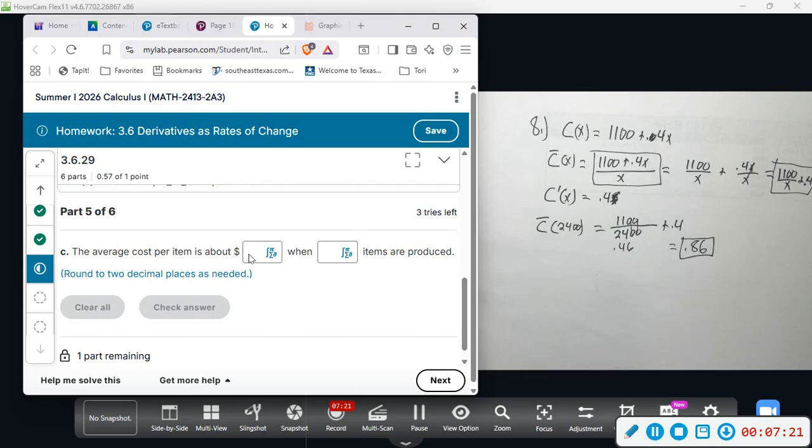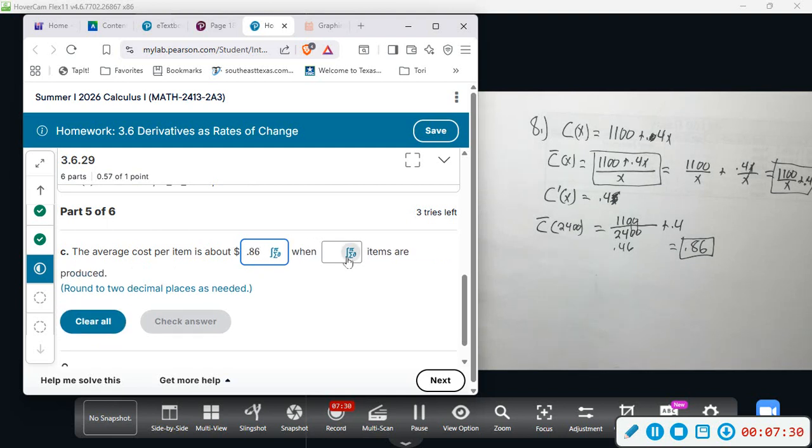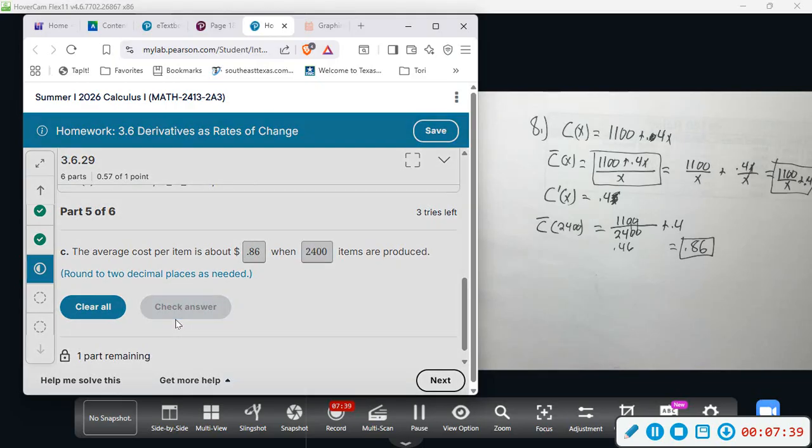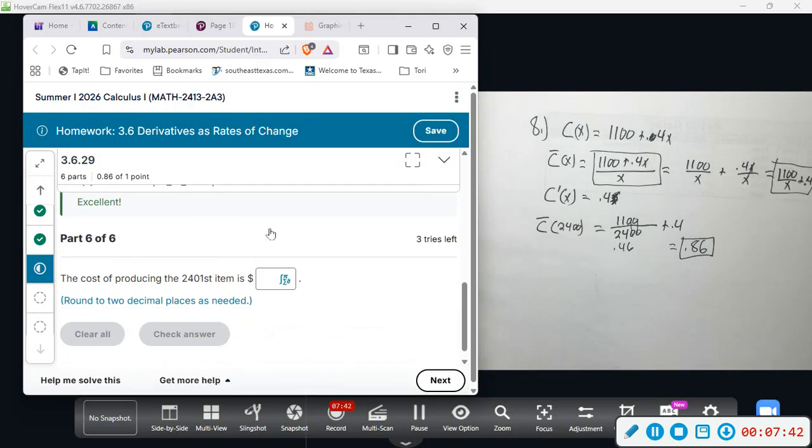All right, so the average cost per item is about 0.86 when 2,400 items are made. And when we make the very next item, the marginal cost of producing one more item is just this 0.4. So it's just saying each item costs this much, but the average will change. It'll go down with each item that you make, the average cost that is. So just 0.4.